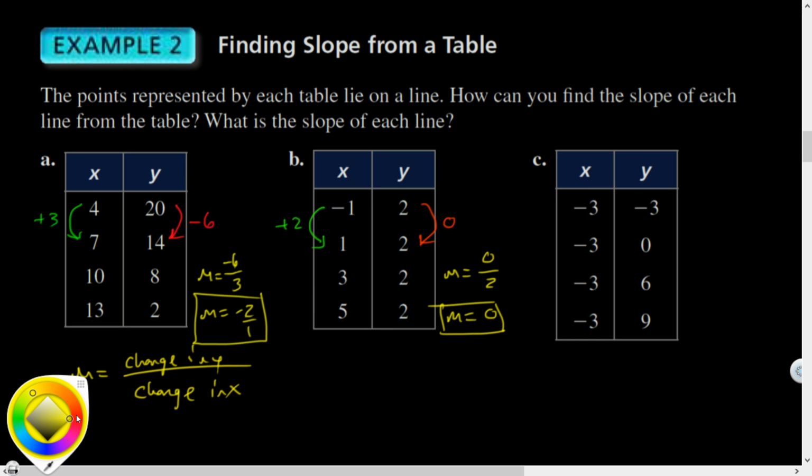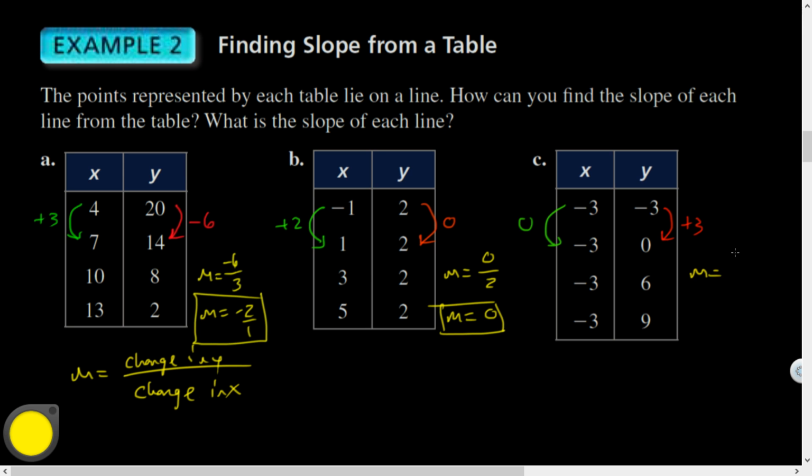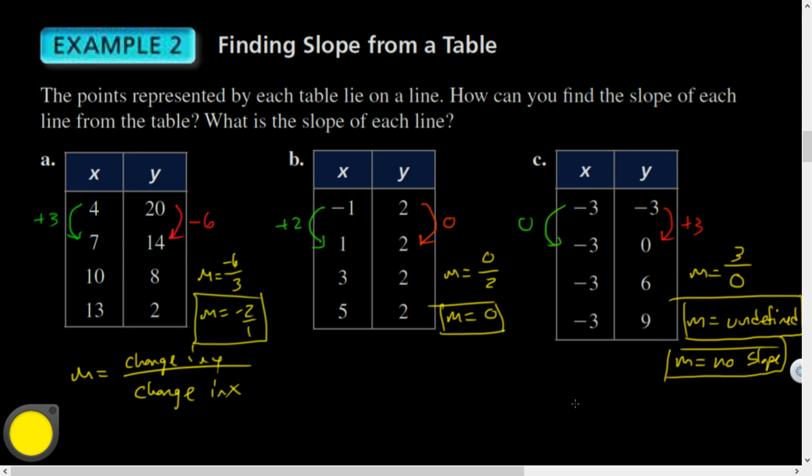Let's look at this last one. The change in y is going up 3, and the change in x is 0. Now this one's really interesting, actually. So the change in y was 3, the change in x was 0. What's 3 divided by 0? That's actually undefined. That's weird. So we call the slope undefined. We also might say no slope. And that's when the line is so steep, it's a vertical wall. It's a vertical line. That's kind of an interesting situation.